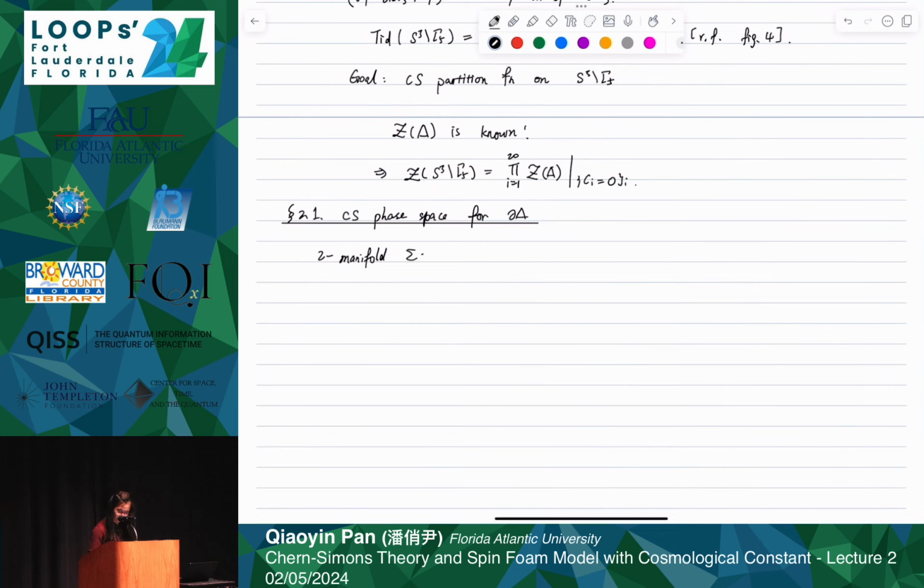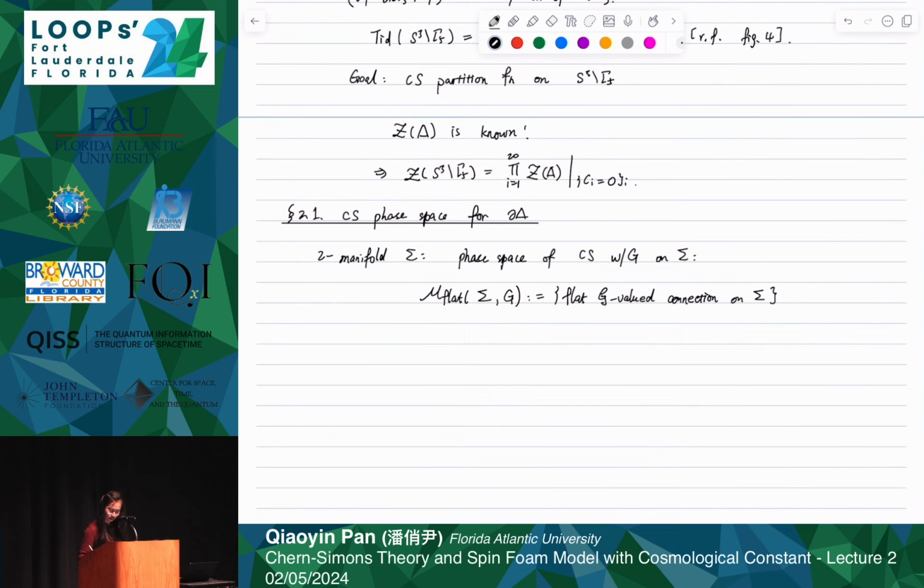I will denote it by sigma. The phase space of Chern-Simons theory, whose gauge group is, say, G, on this 2-manifold, is defined as the moduli space of flat connections. So the moduli space of G-valued flat connections on this 2-manifold is defined as the flat Lie algebra G-valued connection on this 2-manifold, quotient by the G action.